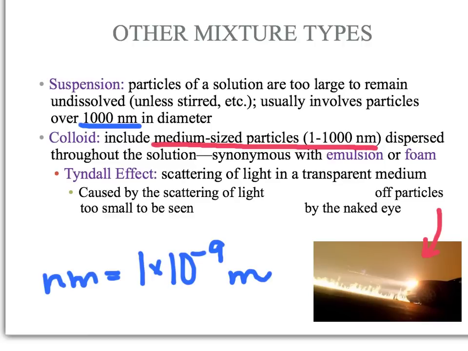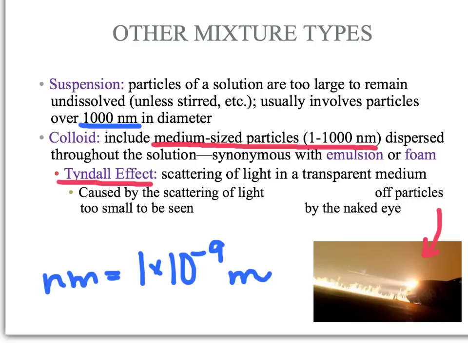When light is being passed through a colloid, what ends up happening is the photons of light are bounced off the medium-sized particles within the solution. And so you get this beam of light that you can see from the side, which is an observation called the Tyndall effect. It's pretty interesting. And this picture illustrates that.